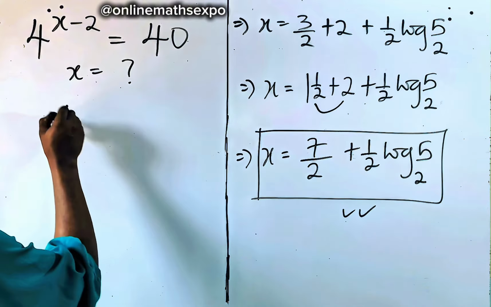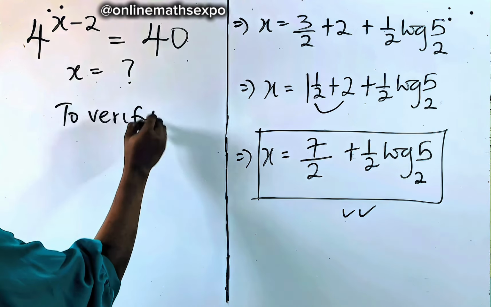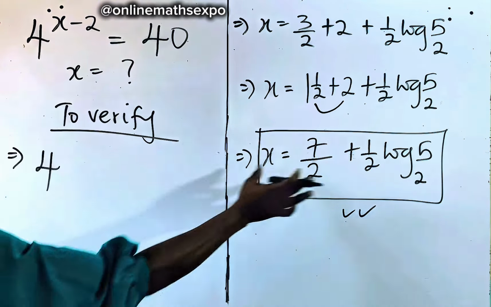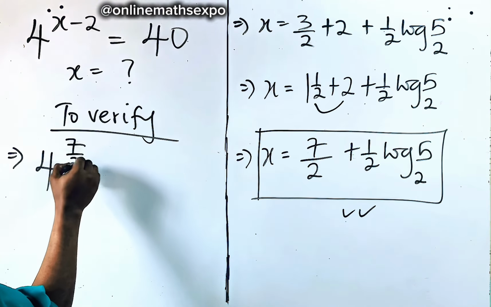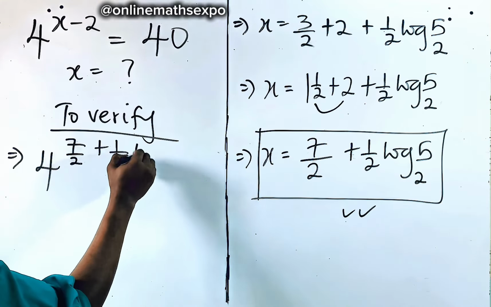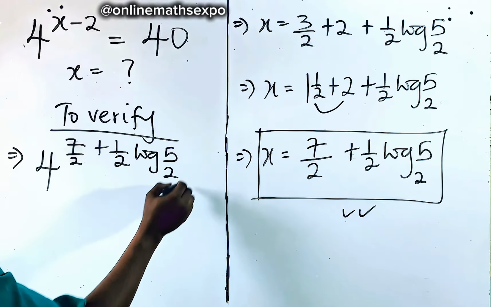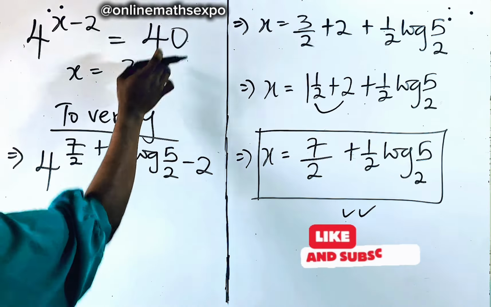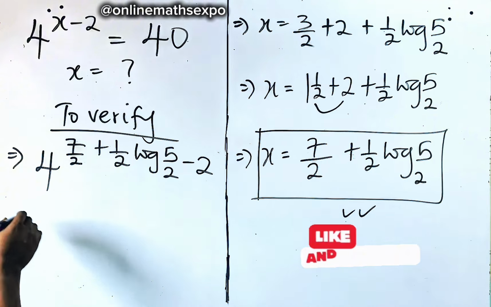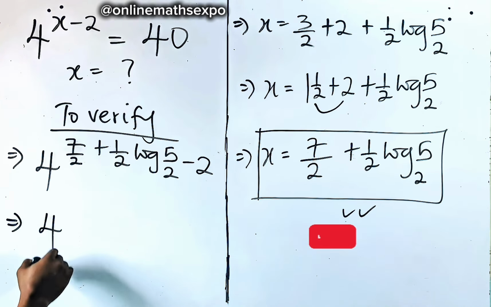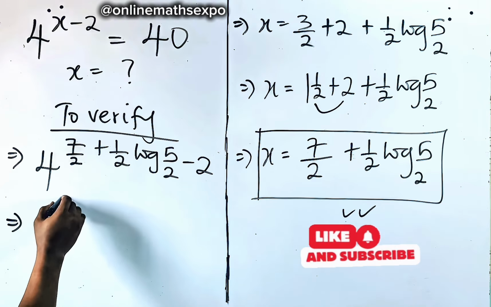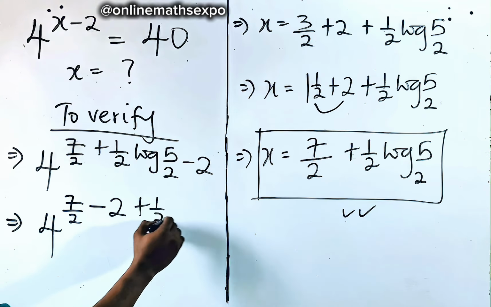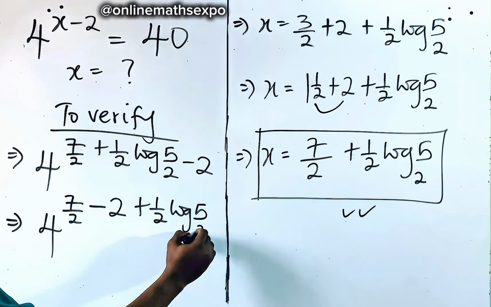To verify, so we have 4, our x is this, so we have 7 on 2 plus 1/2 log 5 base 2. Remember to take 2 away. We want to know if this will be equal to 40. So let's keep simplifying. We have 4. These two are the same. So we have 7 on 2 minus 2 plus 1/2 log 5 base 2.